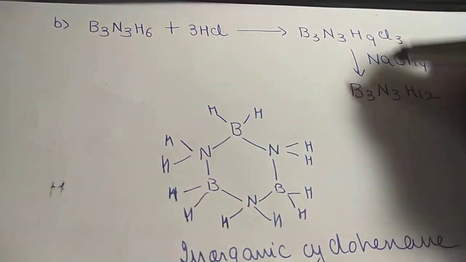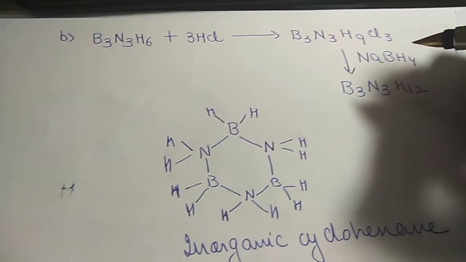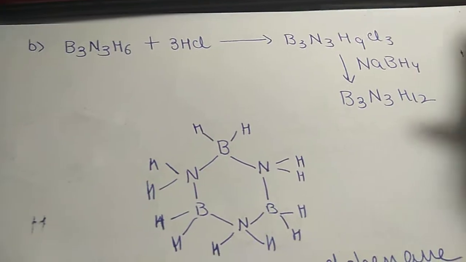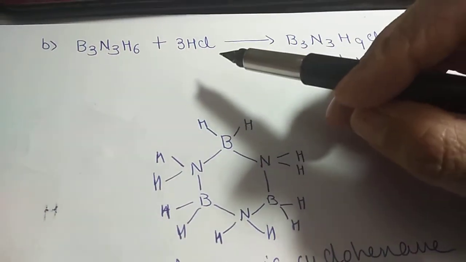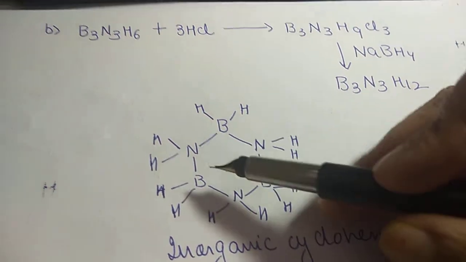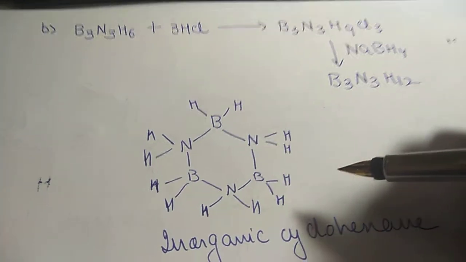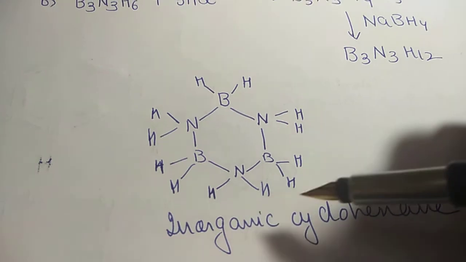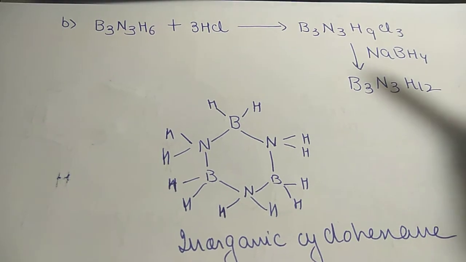Then next, if you react it with HCl, there is a reaction. If we react benzene with HCl, we form benzene hexachloride. But if you react inorganic benzene with HCl, we form inorganic cyclohexane. See, these are inorganic double bonds. The double bonds will be replaced by hydrogen. So this is inorganic cyclohexane.